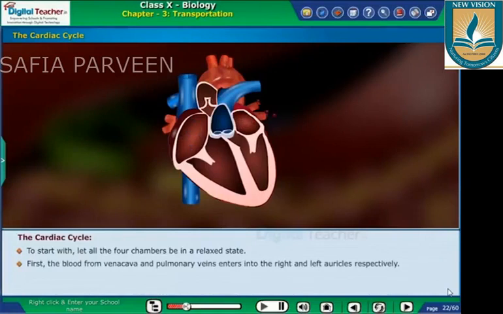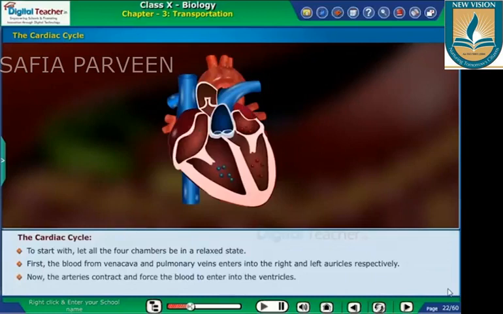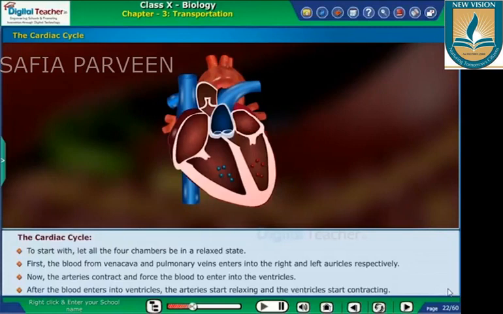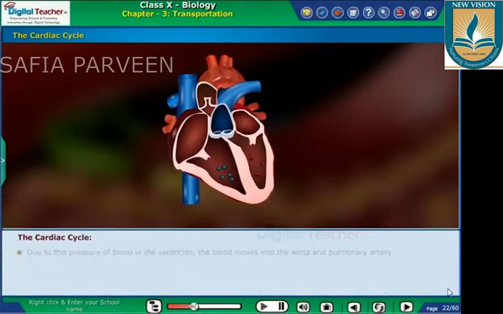Gradually, the blood from both the vena cava and pulmonary veins fills both the right auricle and the left auricle respectively. Now the auricles are filled. This blood which is present in the auricles enters into the ventricles when the auricles are contracted. At this time, both the tricuspid valve and the bicuspid valve are open. The blood enters into both the ventricles and the auricle starts relaxing.